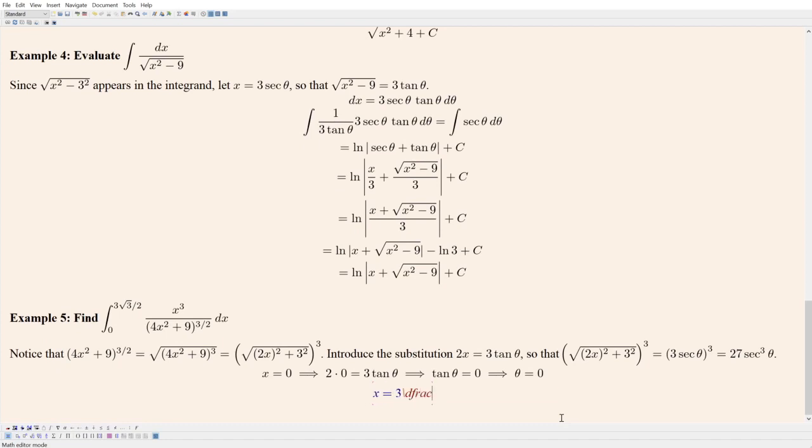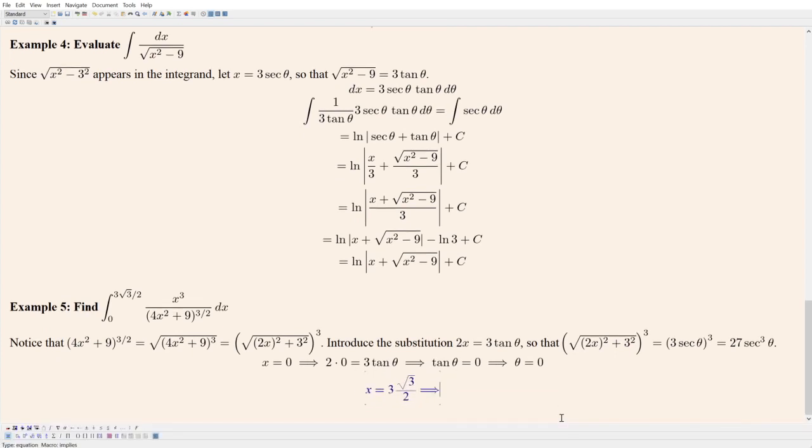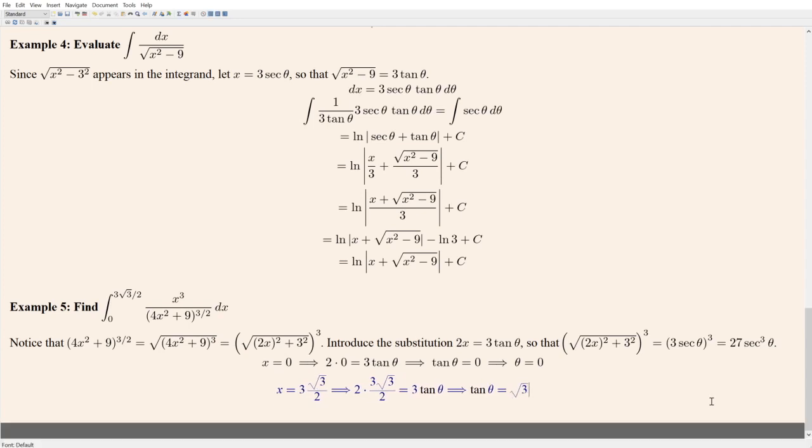What about the upper bound? So when x is equal to 3 root 3 over 2, what does that mean? Well, then 2 times x, so 2 times all of this, is going to equal 3 tan theta, right? I'm literally just plugging that in here. Let's see, so the 2's cancel, divide both sides by 3, so that's the same as saying that tan theta is equal to square root of 3.